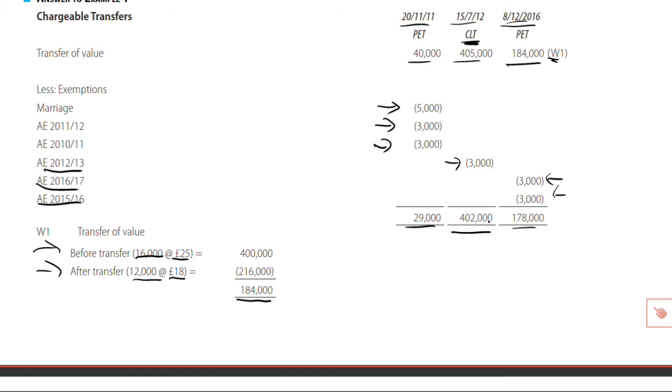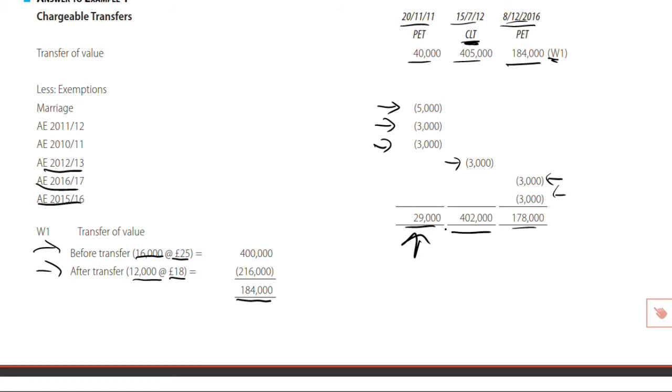Well, obviously not. We've got all 3 transfers, the only transfers made in lifetime here. So there were no CLTs made in the 7 years before it. So this will now use all of the available nil rate band. Remember, when taxing in lifetime the CLTs, we ignore any pets that may have been made before that. They do not eat up on this computation the available nil rate band.